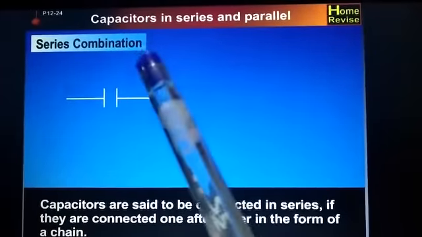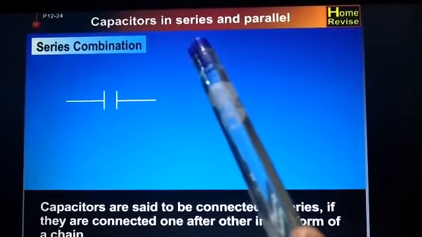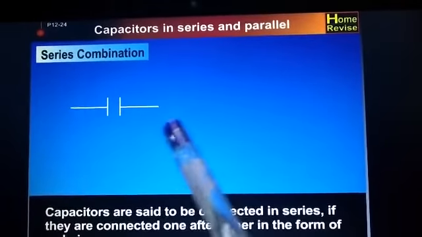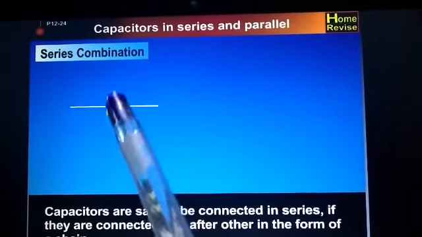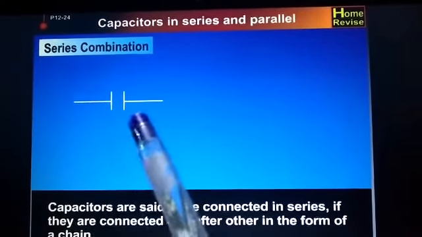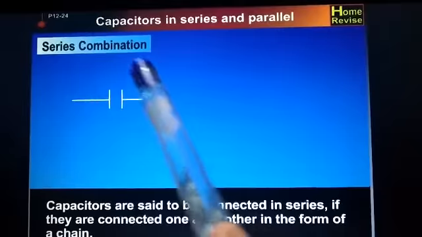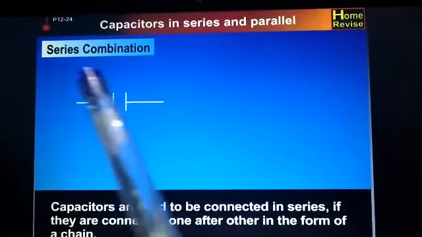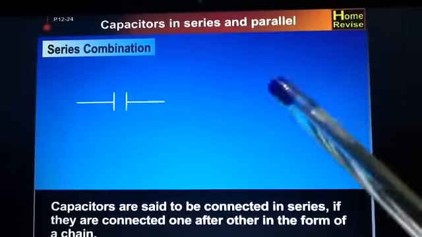Now the next point is capacitors in series and parallel combination. This is the symbol for capacitors. Here, considering two capacitors, we place negative or positive charges. So this is the symbol of a capacitor. First we see the series combination and then the parallel combination.